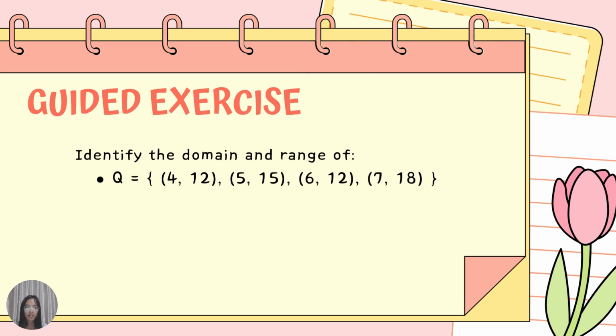Okay, the time is already done. Let's check your answers. So the domain here is 4, 5, 6, and 7. Who got the correct answers? And then the range here is 12, 15, and 18. So if you got it correctly, great job. If not, review how the domain and range are formed.